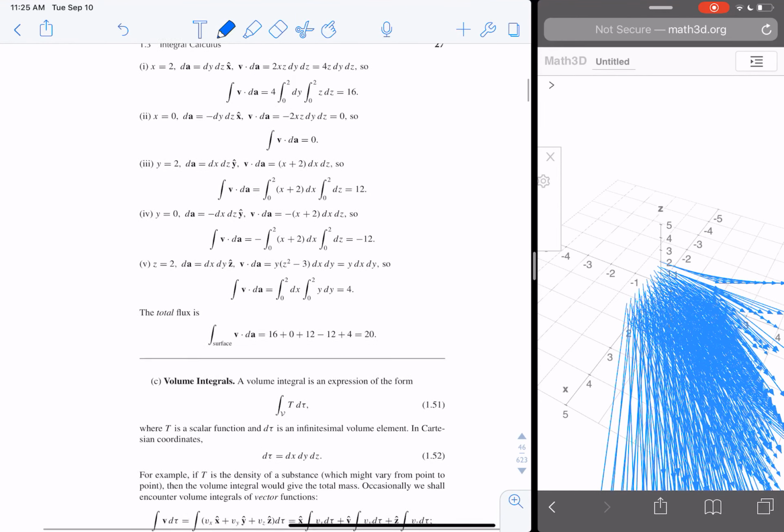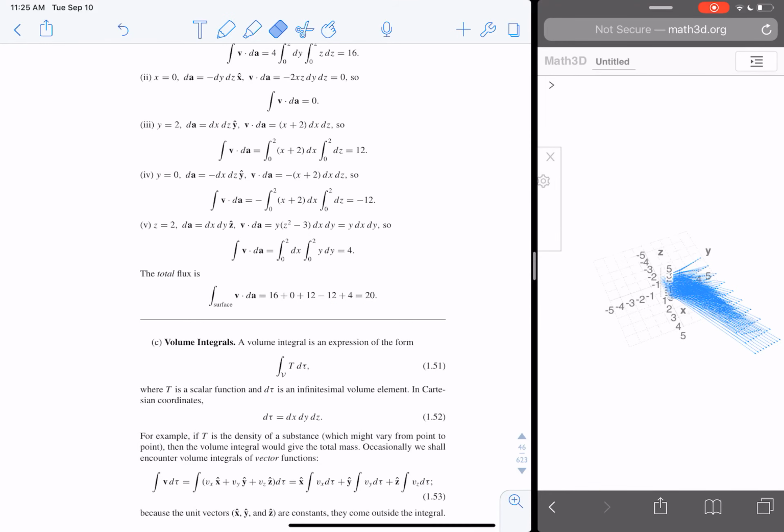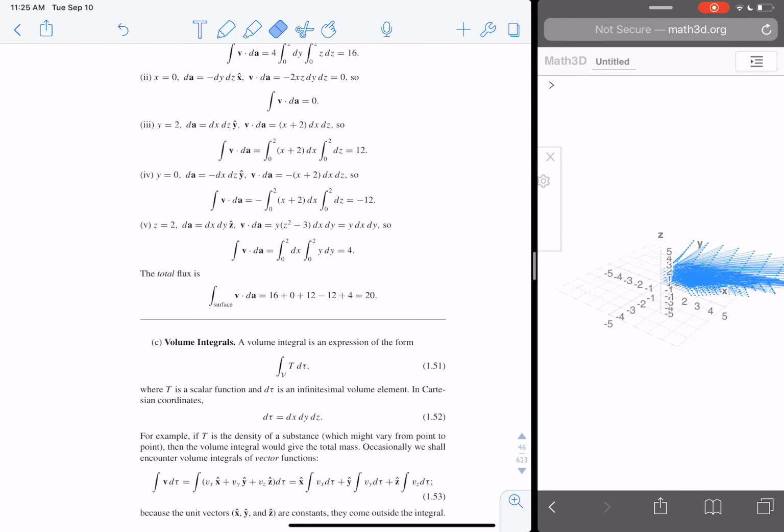That's just a definition we use. Okay, so then your total flux through all of the sides, 16 plus 0 plus 12 minus 12 plus 4 equals 20. So you have a net flow in this cube. And you can see that here, your flow isn't coming evenly out. It's coming in one side, out the other. So you have a net positive flow of 20 through these surfaces. It's not perfectly balanced coming out of there. So that's just pretty beautiful.